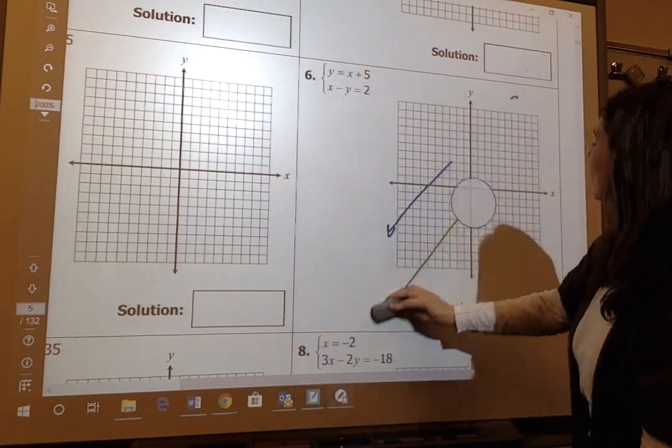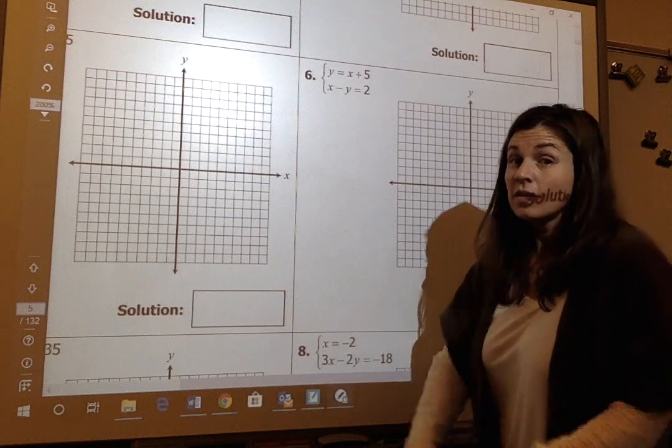So that should help you with graphing systems of equations by graphing.